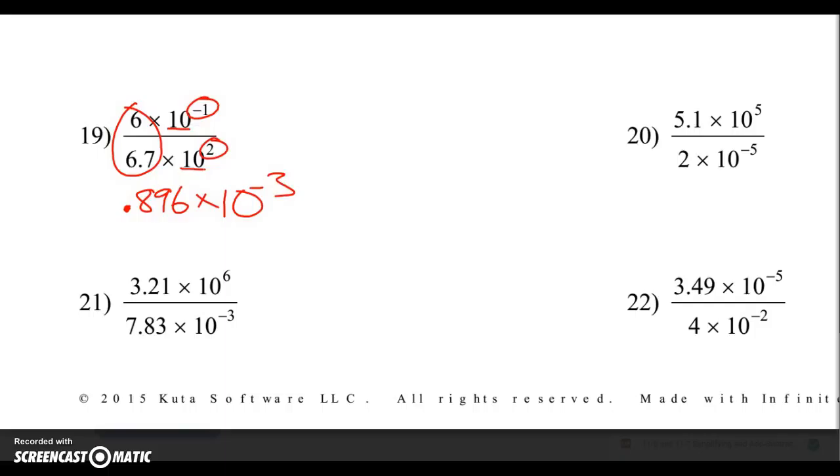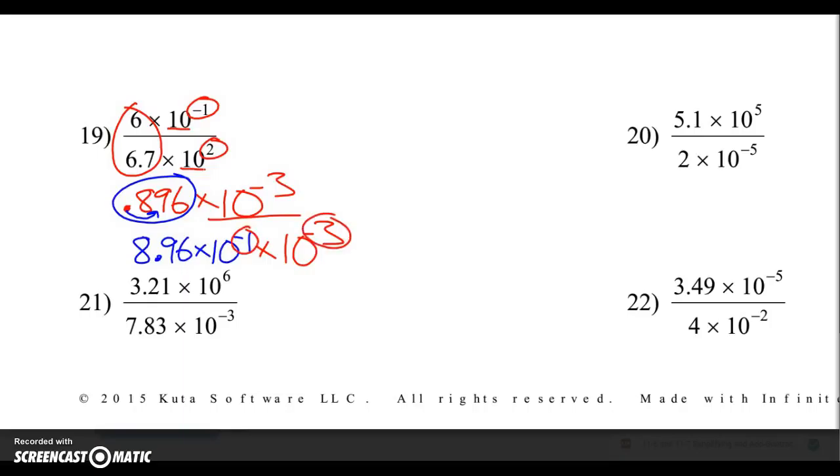Again, we are not in scientific notation, so let's take the beginning number and let's put it into scientific notation. So I would want to move this here, so this would be 8.96 times 10 to the negative 1st. And again, remember that we've got 10 to the negative 3rd right here. So we can add these two together now. And we have 8.96 times 10 to the negative 4th.